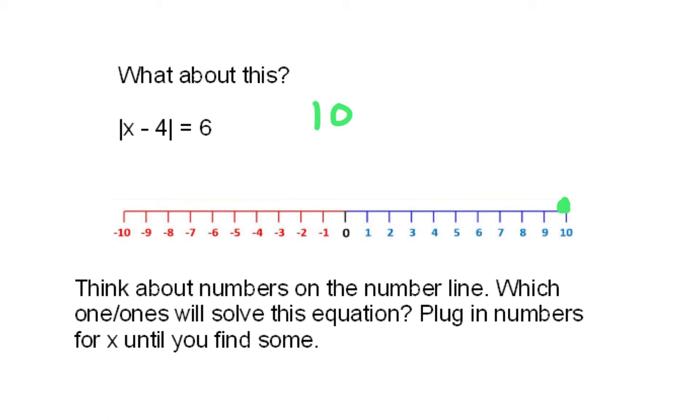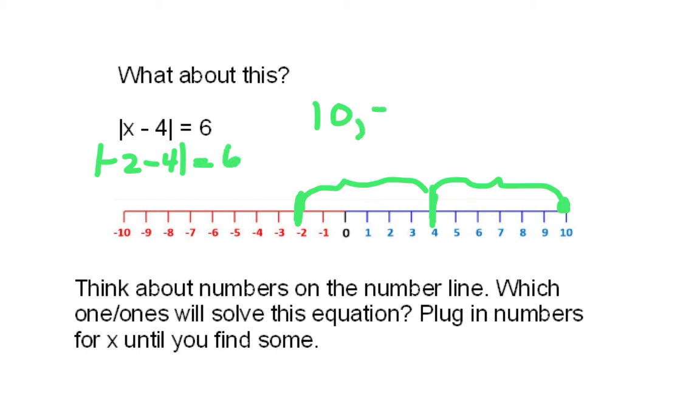Is there another number? Well, let's see. We're looking at distance 6 units away from this number 4. 6 units away this way was 10. 6 units away this way is negative 2. So I have another number. Let's see. Negative 2 minus 4 is negative 6. And when I take its absolute value, I do get 6. So my solution set here has two numbers. And we said that a minute ago: the absolute value, if it's equal to a positive number, should have two different answers.